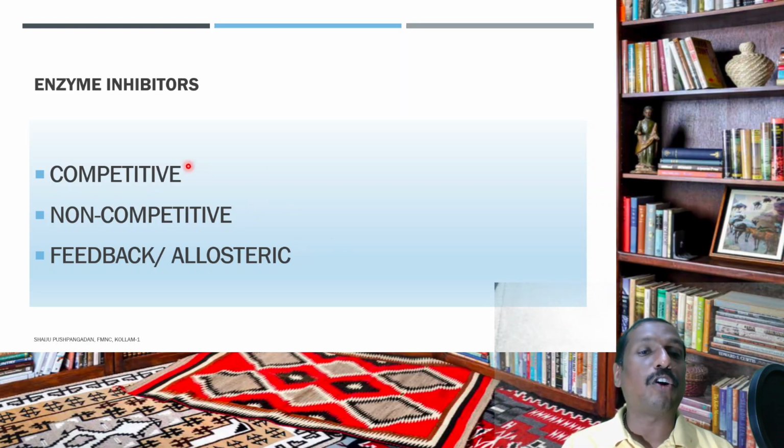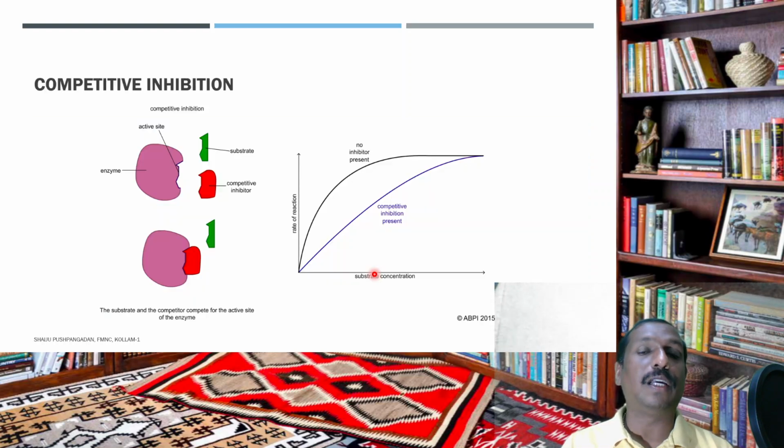The inhibition which is caused because of competitive inhibitors is called competitive inhibition. The inhibition which is caused because of the non-competitive inhibitor is called non-competitive inhibition, and the inhibition which is caused because of the feedback or allosteric inhibitor is called allosteric inhibition or feedback inhibition or end product inhibition. So enzyme inhibitors are the chemical substances which have the ability to inhibit or prevent the enzyme action, and there are three different kinds: competitive inhibitor, non-competitive inhibitor, feedback or allosteric or end product inhibitor. Okay, then coming to each and every one of them.